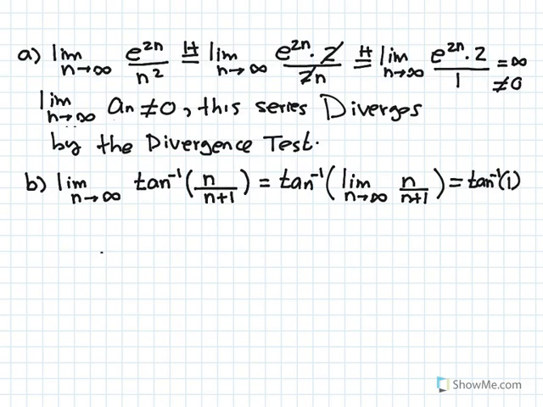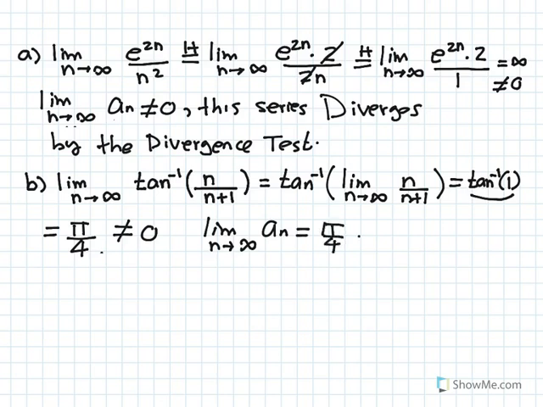of 1. What is arctangent of 1? This is saying, what is the angle whose tangent is 1? Of course, the answer is pi over 4, because tangent of pi over 4 is equal to 1. In any case, pi over 4 does not equal 0. That means the limit of the nth term, the limit as n approaches infinity of a_n, is equal to pi over 4, which does not equal 0.